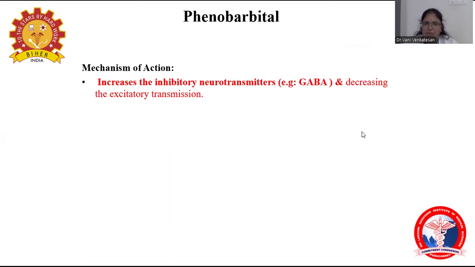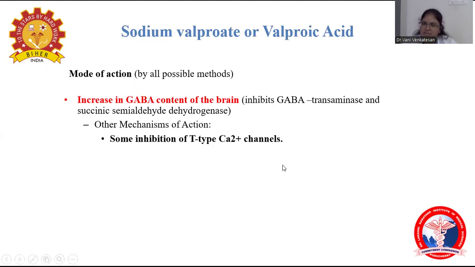Coming to phenobarbital, the mechanism of action is it increases the inhibitory neurotransmitter, that is gamma aminobutyric acid, and decreases the excitatory neurotransmitter. So basically, we are decreasing the excitatory neurotransmitter and increasing the inhibitory neurotransmitter, because the excitatory neurotransmitter causes excitation, which can end up in seizure discharge. So we are increasing the inhibitory neurotransmitter like GABA, which causes hyperpolarization and increases the chloride ion conductance.